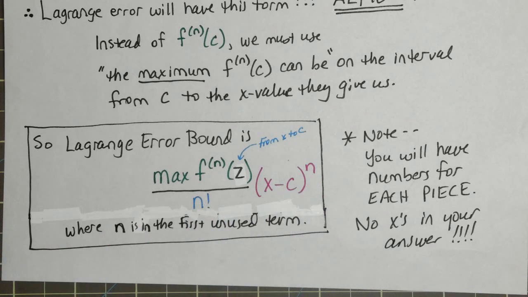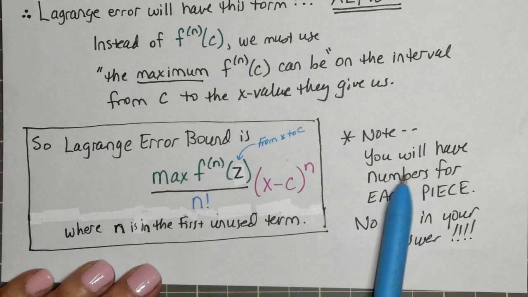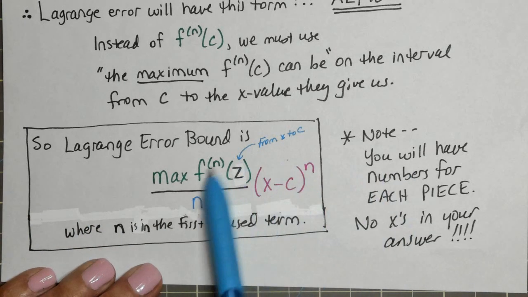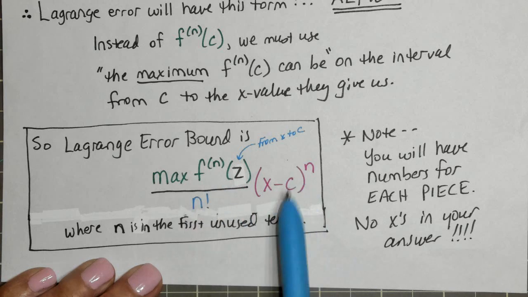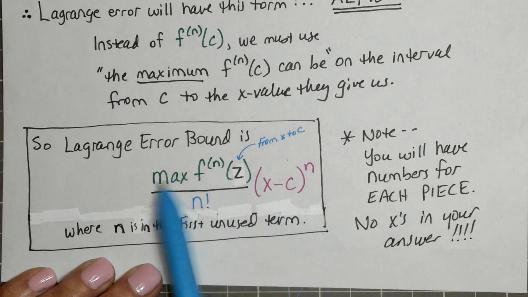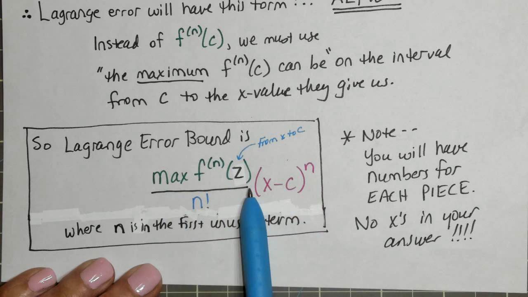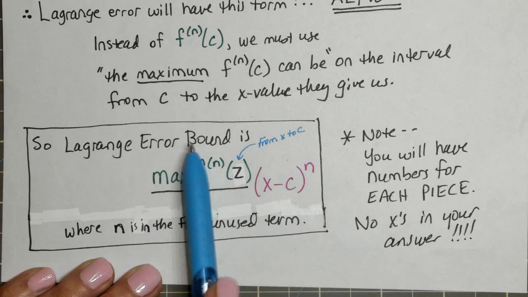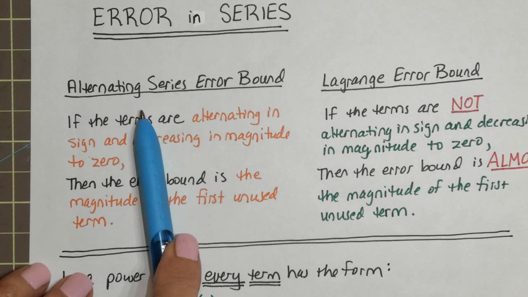error bound term. Okay? All right, another thing to remember, and this is crucial to remember, you will have numbers in for everything here. You will have no x's left, no c's, no n's, nothing. You'll have nothing left, okay? Only numbers. All numbers in Lagrange error bound. All numbers in the alternating series error bound as well, for that matter.